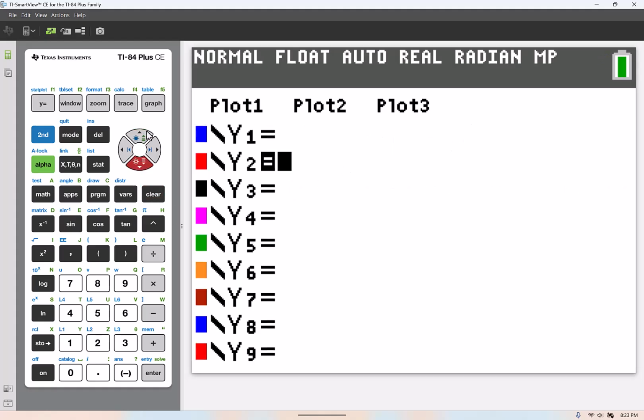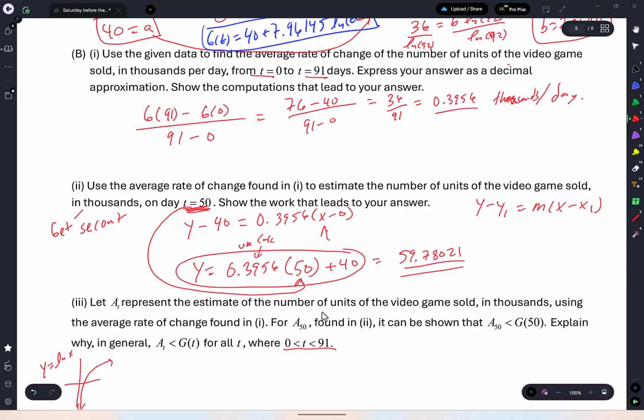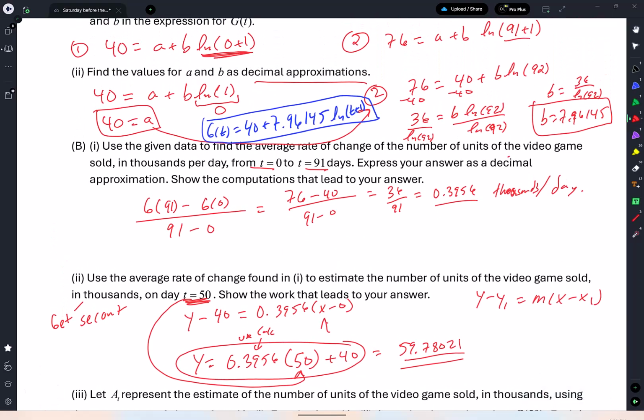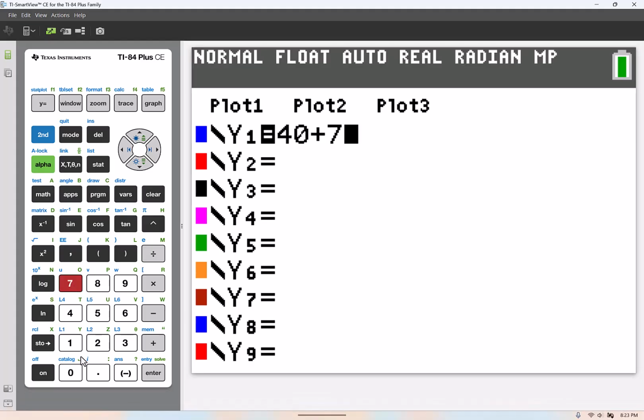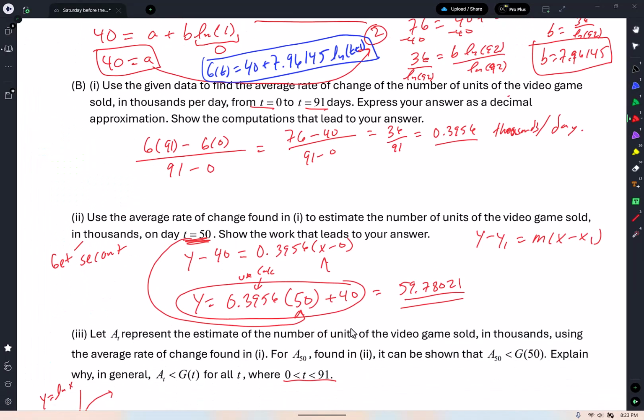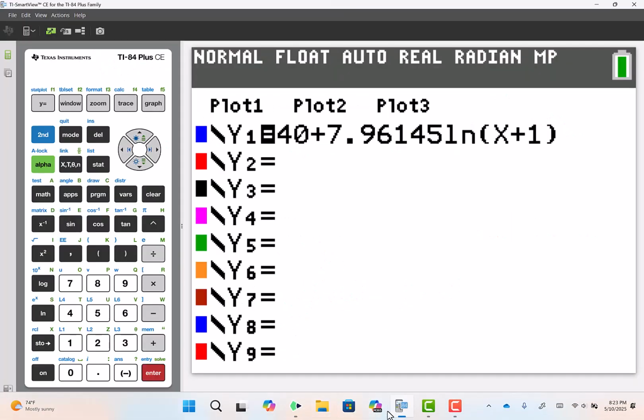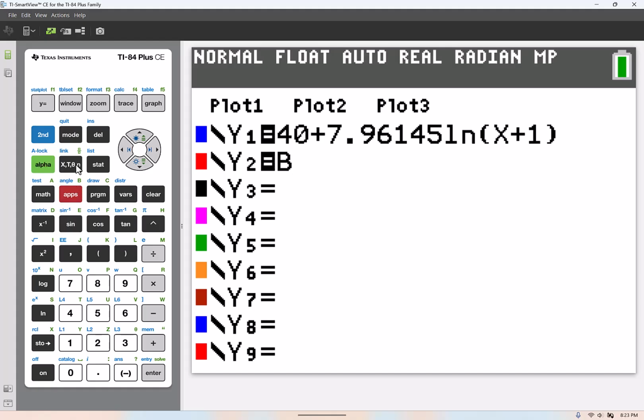So I'm going to type in my original equation, the ln that I got. So 40 plus 7.96145 ln x plus 1. And then on this one, I'm going to type in B times x plus 40. That's where I saved the slope. You don't have to use B. You can put all the decimal digits. And then look what happens when I graph.